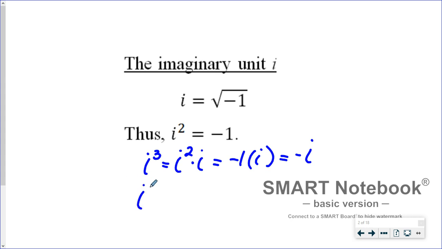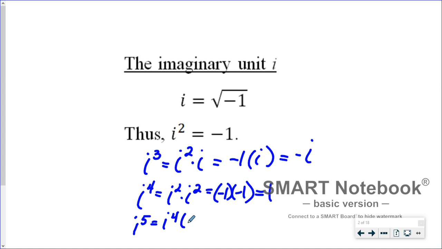All right, i to the fourth is equal to i squared times i squared, which is equal to -1 times -1, which is equal to +1. And then from here, things just kind of repeat themselves. So i to the fifth is going to equal i to the fourth times i. Of course, i to the fourth is just 1, and 1 times i is just i. So now we're back to i.